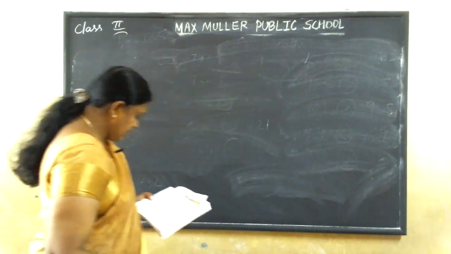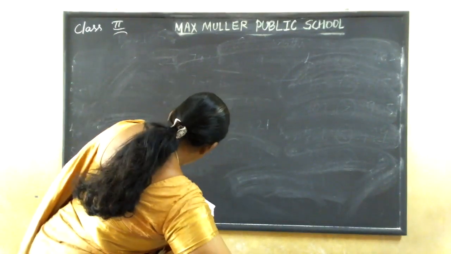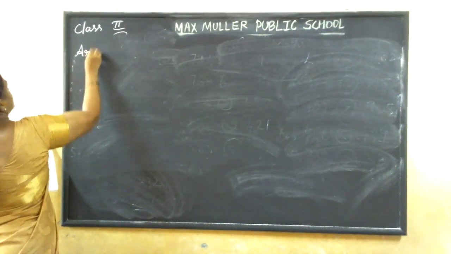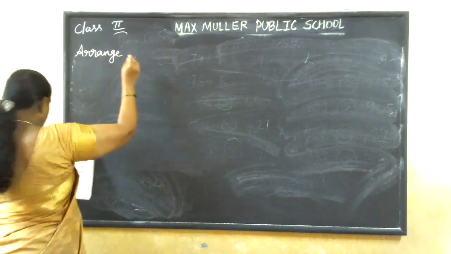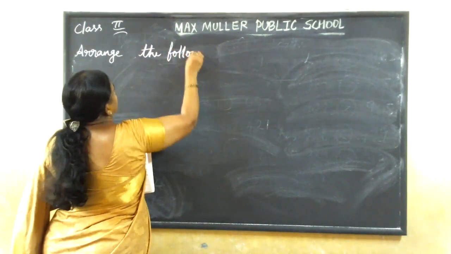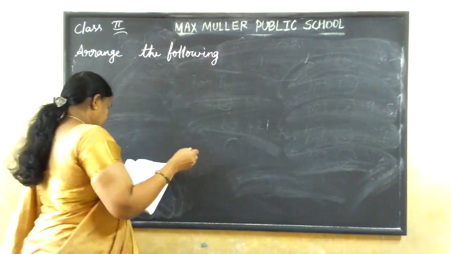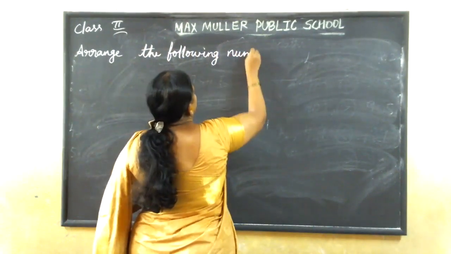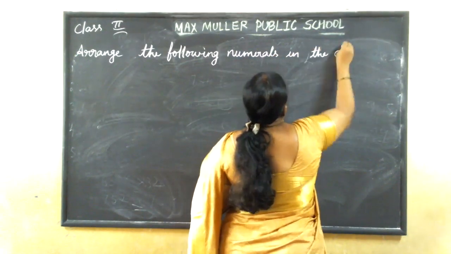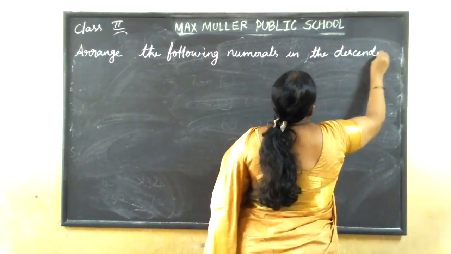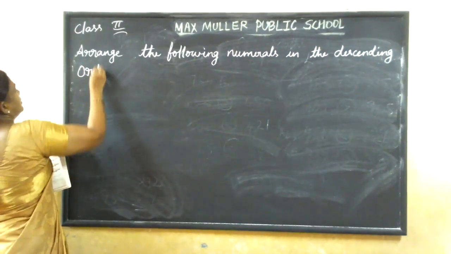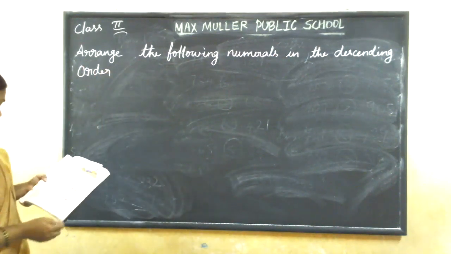Now, page number 125 only. Arrange the following numerals in the descending order. Descending order means big to small.